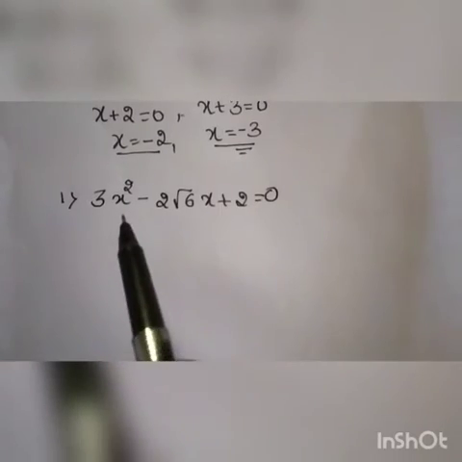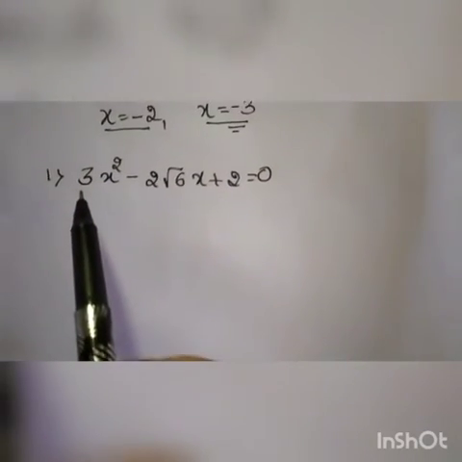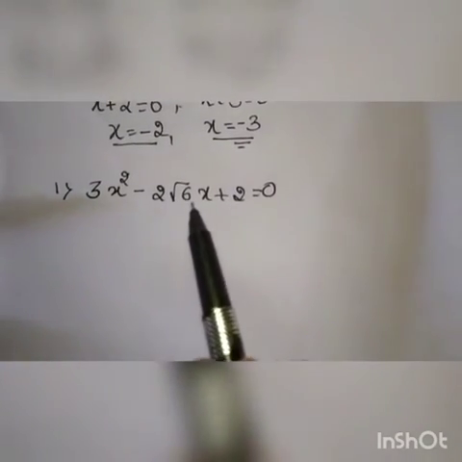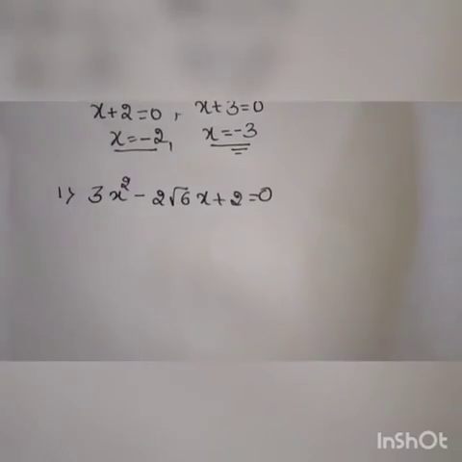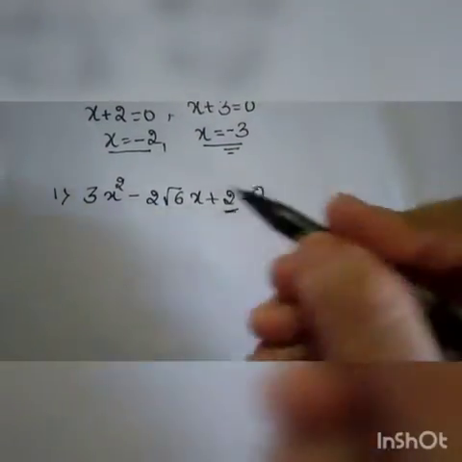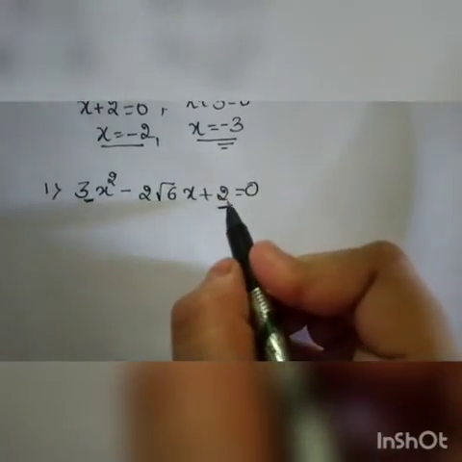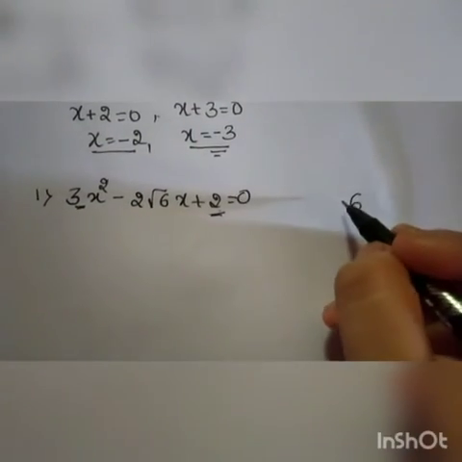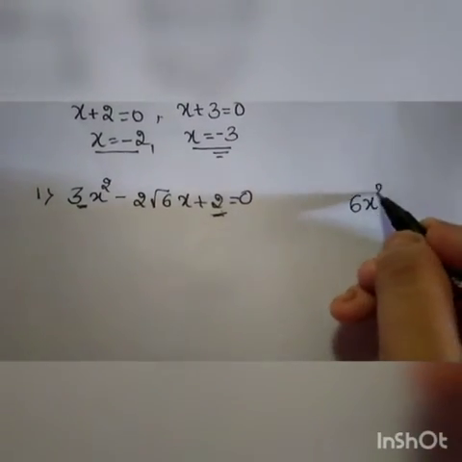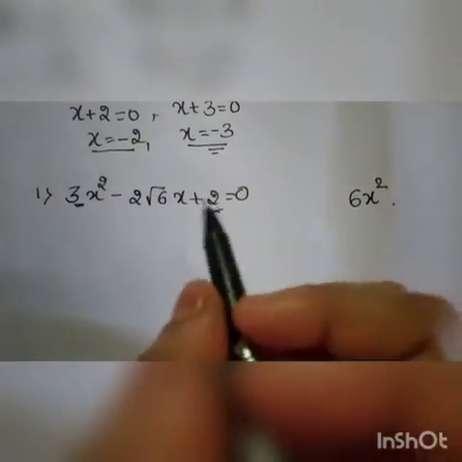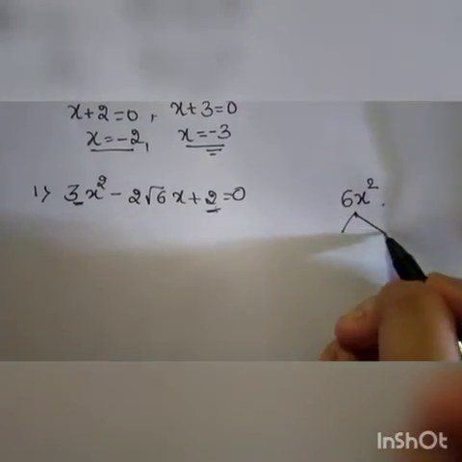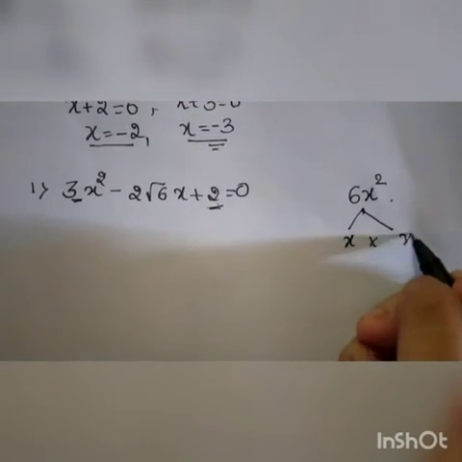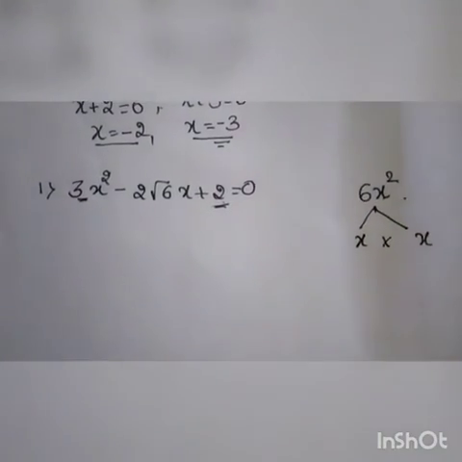Similarly, I have taken another quadratic equation here, 3x square minus 2 root 6 x plus 2 equals 0. Now if I observe the third term as well as the first term, 2 into 3, I am going to get 6x square. Now I have to get the factors for 6x square. One you already know, x multiplied by x, then only I am going to get x square here.